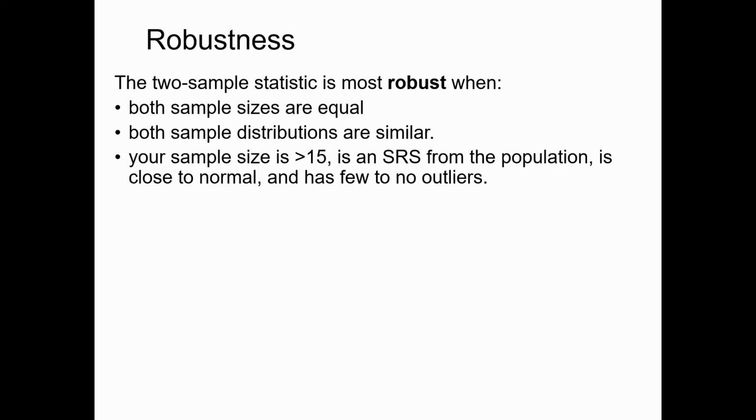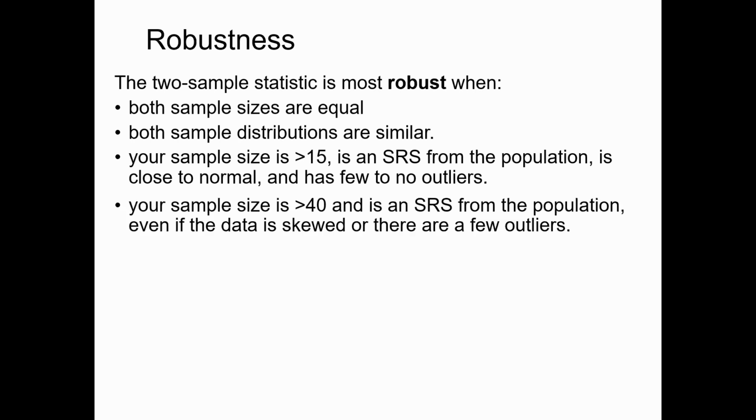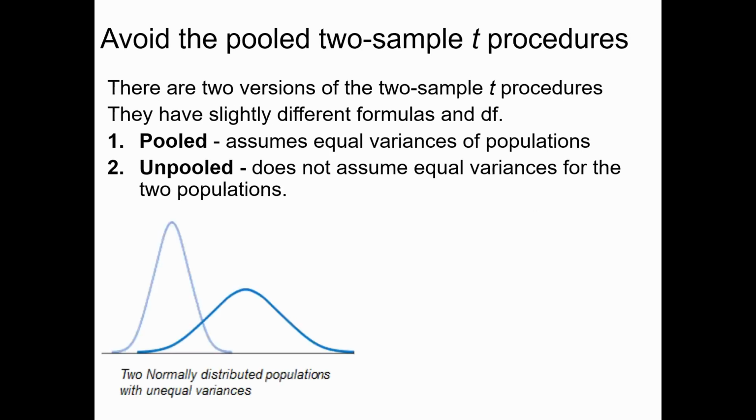If your sample size is greater than 15, it is a simple random sample from the population, is close to normal, and has few to no outliers, you're probably in good shape. Or if your sample size is larger, if it's greater than 40, and it's a simple random sample from the population, even if the data are skewed or there are a few outliers, you're probably okay.